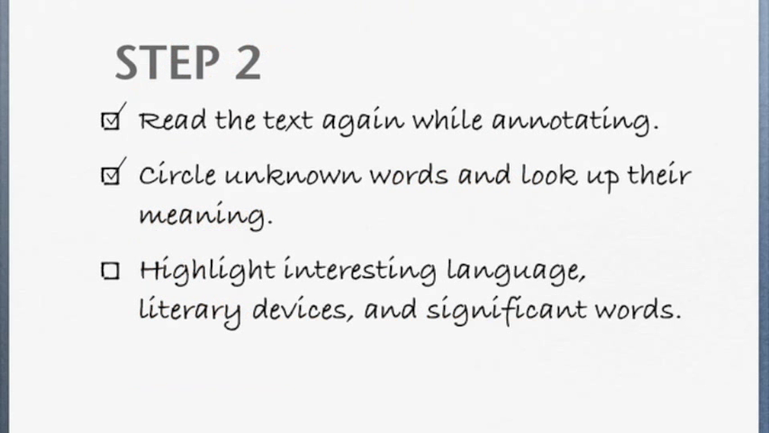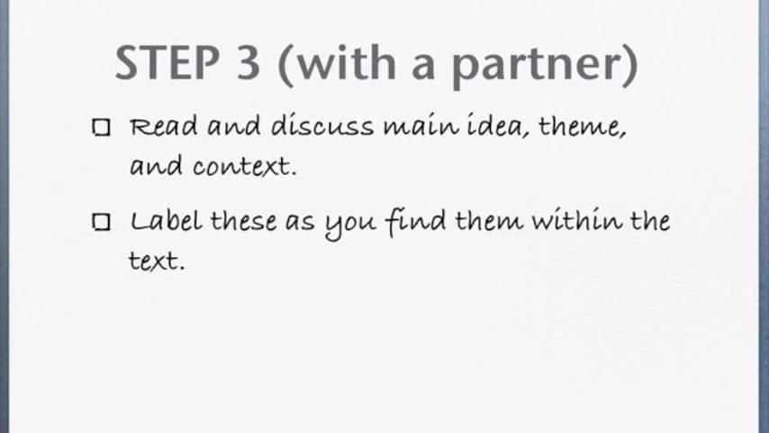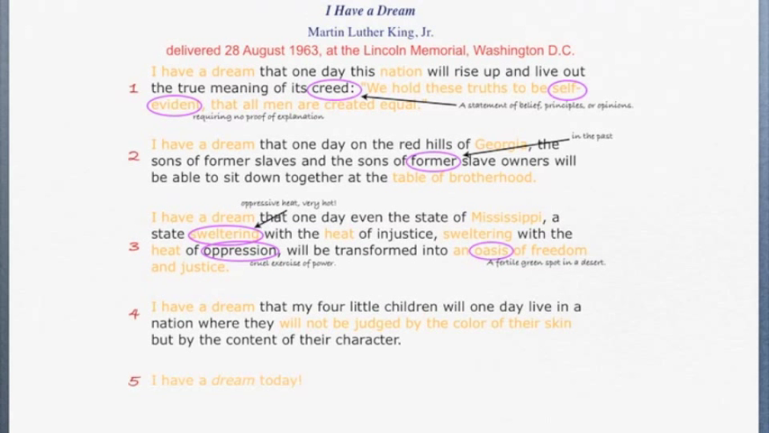Okay, so I can go ahead and check this off of my step 2, highlighting, and we're ready to move on to step 3. This we are going to do with a partner. First, we are going to read and discuss the main idea, theme, and the context, and then we're going to label these as we find them within the text. So let's first find the main idea.